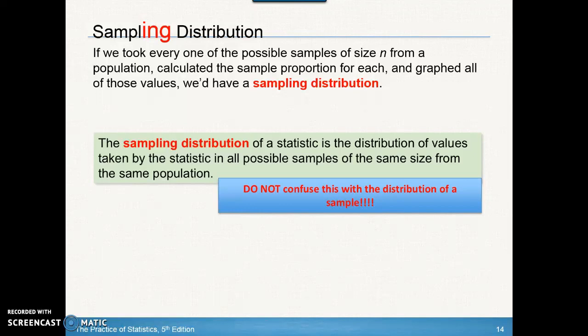Don't confuse this with the distribution of a sample. A distribution of a sample is just taking 100 students and maybe finding each of their GPAs. So if I took 100 students and found each of their GPAs and put that in a graph, that would be the distribution of a sample. That's a sample of 100 students, and their GPAs are on a graph.